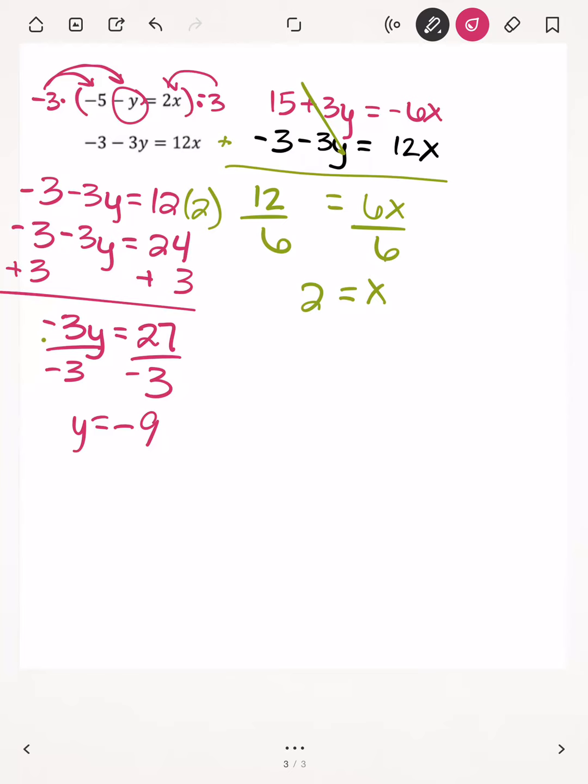So I need to write my solution as an ordered pair. So x is 2, y is negative 9. Again, these two lines intersect at the point 2, negative 9. So this is a video for solving by elimination.